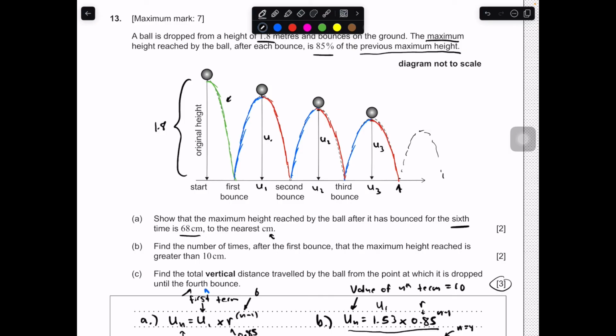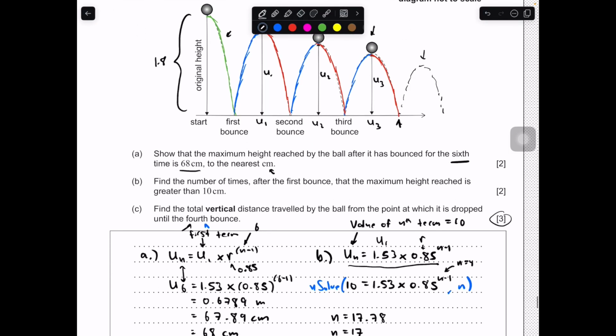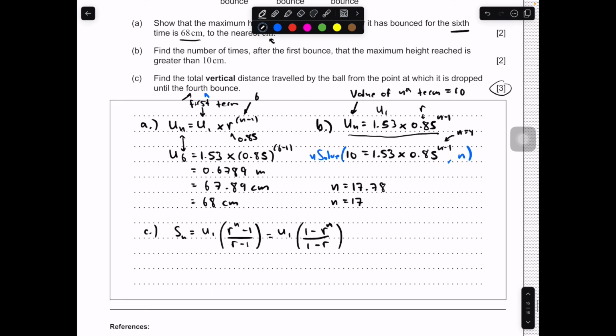It's until the fourth bounce, which is dropped until the fourth bounce. Maybe some kind of ambiguity here, but the idea is we don't want n is equal to 4. We don't want to include this last height. We just want n is equal to 3. So let's go ahead and find the sum of the first 3 bounces. So U1, 1.53, common ratio of 0.85. In this case, n is equal to 3, minus 1 over 0.85 minus 1.